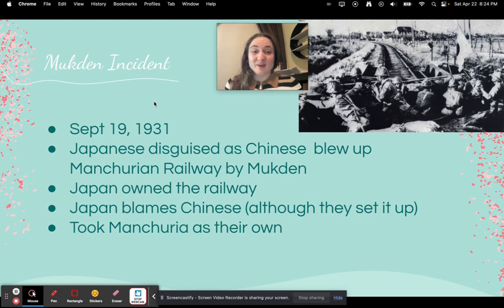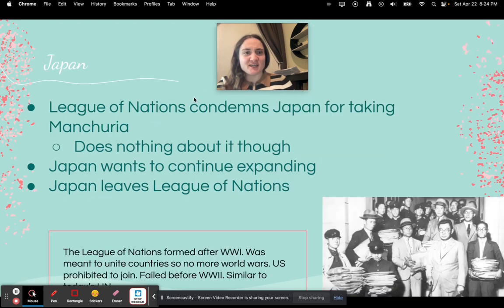It's really quite the dramatic story. So Japan owned that railway, and Japan blames the Chinese for blowing up this railroad, although it was Japanese people in disguise. And that's how they invaded Manchuria and took Manchuria for their own. I know, it's a weird justification.